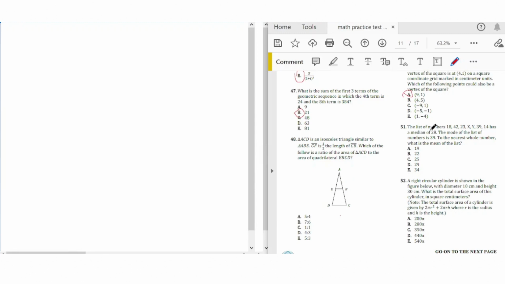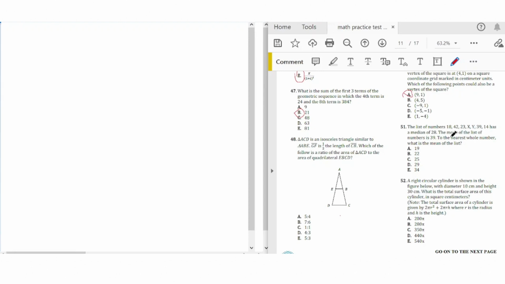Okay. The list of numbers 18, 42, 23, x, y, 39, 14 has a median of 28. The mode of the list of the numbers is 39. To the nearest whole number, what is the mean of the list? Okay, so we have 1, 2, 3, 4, 5, 6, 7 numbers. Therefore, our median is going to be a single number. Remember, if you have an even number of numbers in your set, you're going to have to take the average of the two middle numbers to get the median. By the way, remembering our measures of central tendency, the median is the middle number when the numbers are organized from lowest to highest. The mode occurs most often, and the mean is the average of all the numbers.